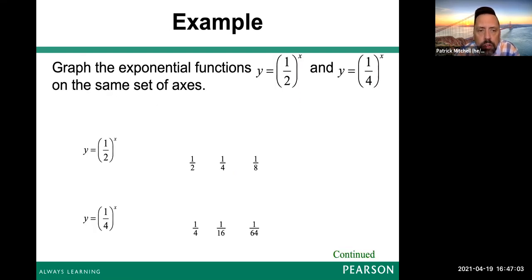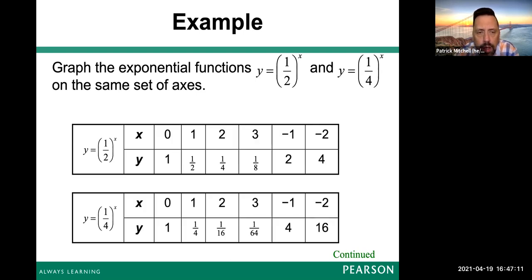All right, and now we'll do the same kind of thing for y equals 1/2 to the x and y equals 1/4 to the x. So just briefly, 1/2 to the power 0 is 1. 1/2 to the power 1, I've got a bird serenading me in the background, is 1/2. 1/2 squared is 1/4. 1/2 to the third is 1/8.